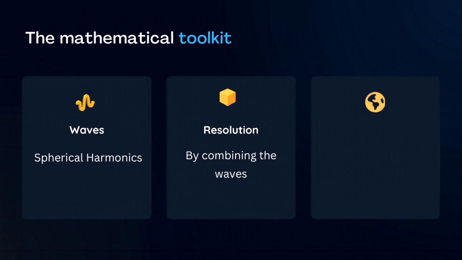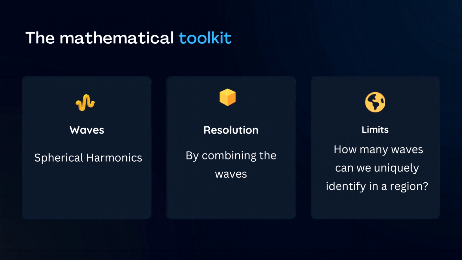By combining these waves, we define resolution. The more waves we use, the higher the resolution of the world model. The more waves we use, the more tiny details we can see, of course. But here is the problem, because we have mathematical limits on how many waves we can uniquely and reliably identify when we have a region, a specific region.